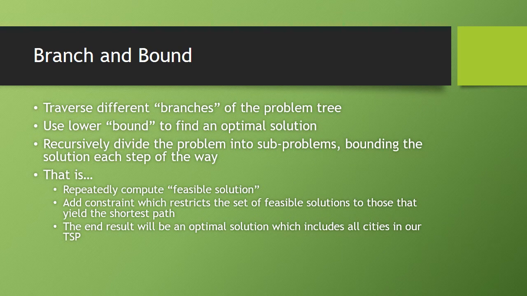So branch and bound gets its name from the way that the search is performed. As we traverse different branches of the problem, we will use the lower bound to find an optimal solution. So we're going to be recursively dividing the problem up into subproblems and then bounding the solution each step of the way. So in other words, we will repeatedly compute a feasible solution, then we'll add a constraint that restricts the set of feasible solutions to those that yield the shortest path, and then the end result will be an optimal solution, which includes all cities in our traveling salesman problem.